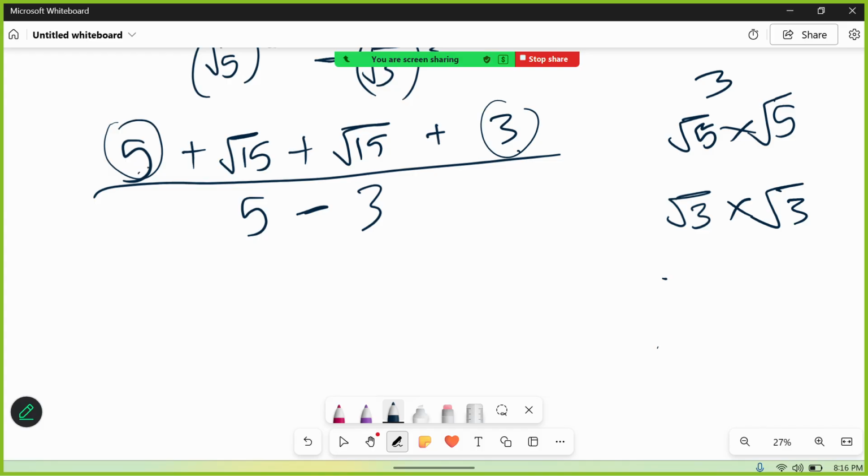So a number without a root will always get attracted to a number without a root. Why? Because they have what? Like terms. So 5 plus 3 will be like terms as what? 8.